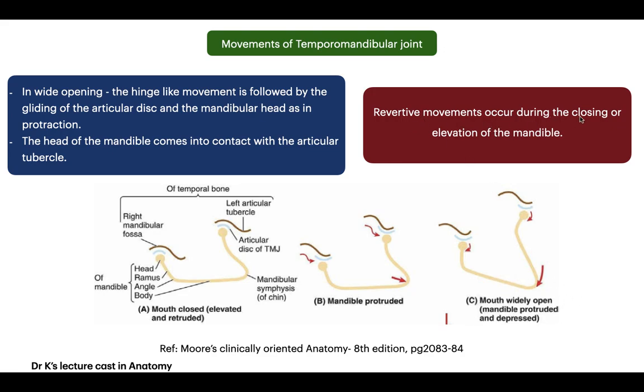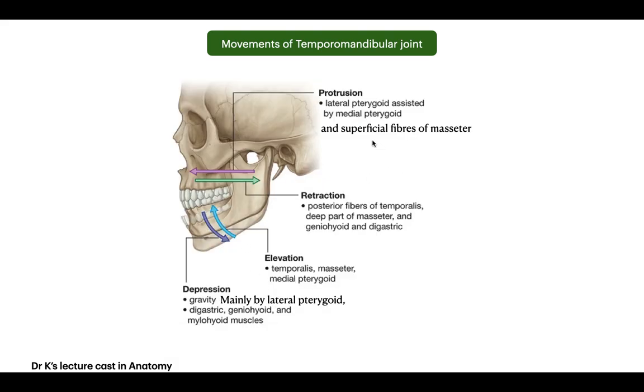Reversive movements occur during the closing or elevation of the mandible, where the mandible goes back and elevates. Can you understand? Wide opening leads to protrusion and depression, whereas closing of the mouth goes back, that is reversive action, retrusion and elevation. So these are the muscles named here. Depression mainly by the lateral pterygoid assisted by the digastric, geniohyoid and mylohyoid. Elevation is by the remaining muscles: temporalis, masseter and medial pterygoid.